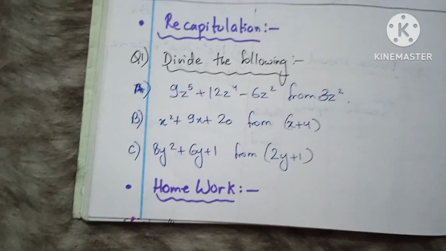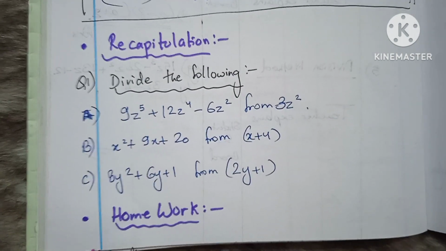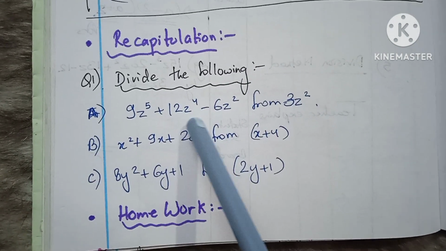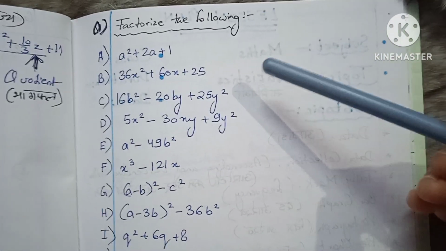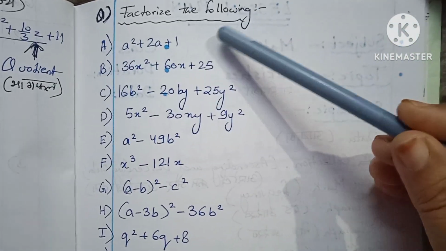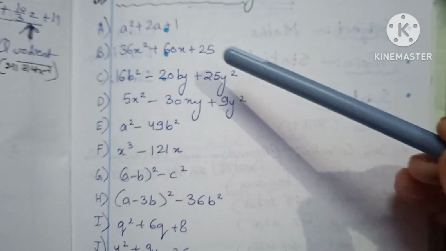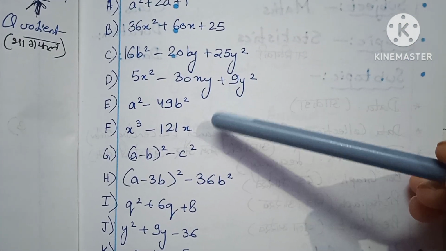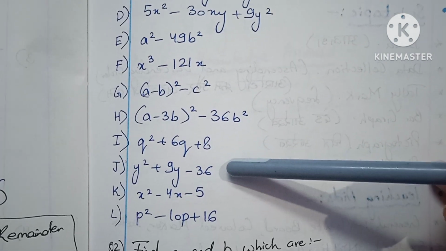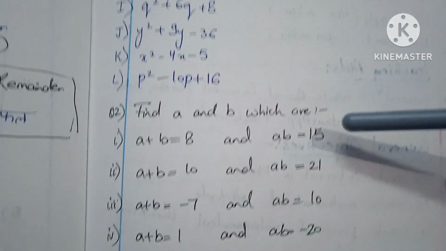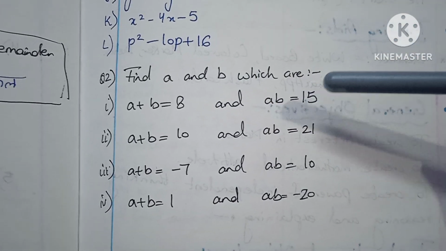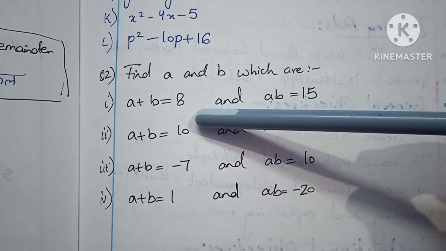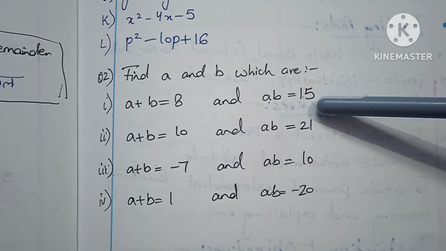Now for recapitulation, the teacher gives the following questions: divide the following terms. She has given the questions. In homework, she gives the following questions, which are: factorize the following, first question, second, third, up to 12th. And here she has given another type of question: find a and b when we are given a plus b is equal to 8 and ab is equal to 15.